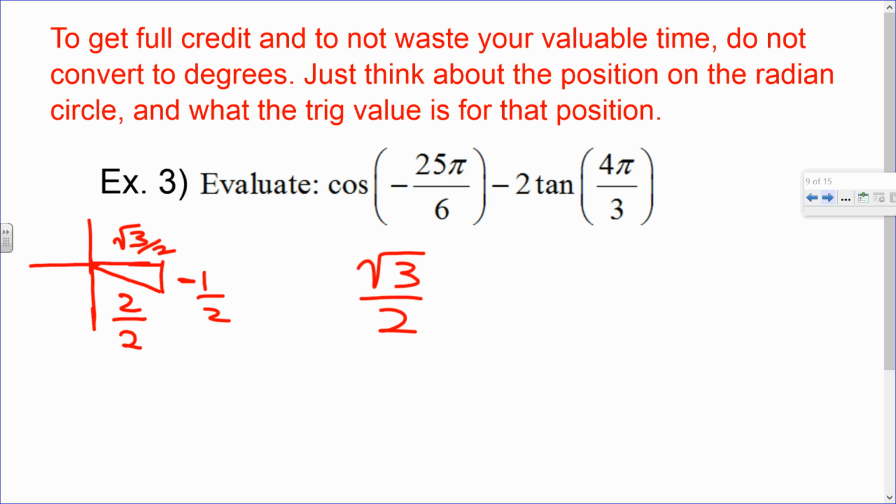So that's the process I want you to use when it's in radians. Yes, Anna. Draw something of where you are, because that's how you're figuring it out. But don't mess with writing down that that is 330 degrees or that is negative 30 degrees. Okay, minus 2 times. Okay, 4 pi over 3.